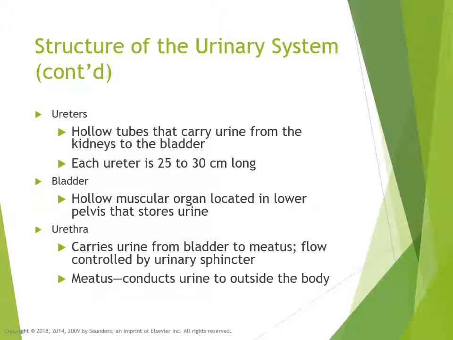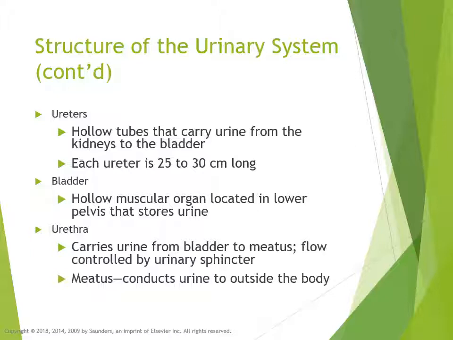Additional structures of the urinary system include the ureters, bladder, and urethra. The ureters are hollow tubes that carry urine from the kidneys to the bladder. Each ureter is about 25 to 30 centimeters long.